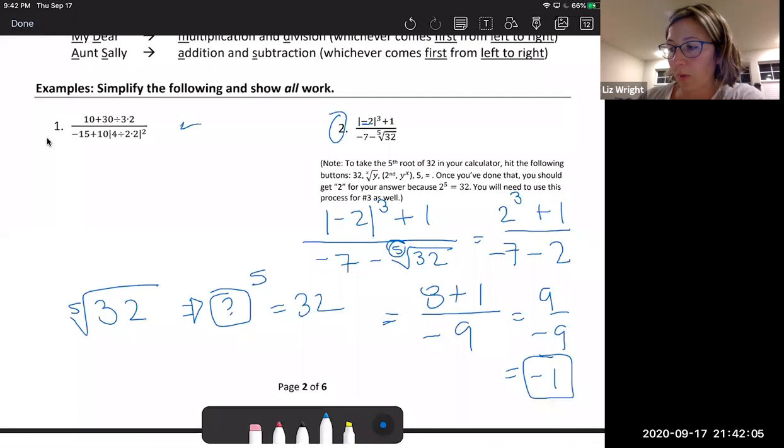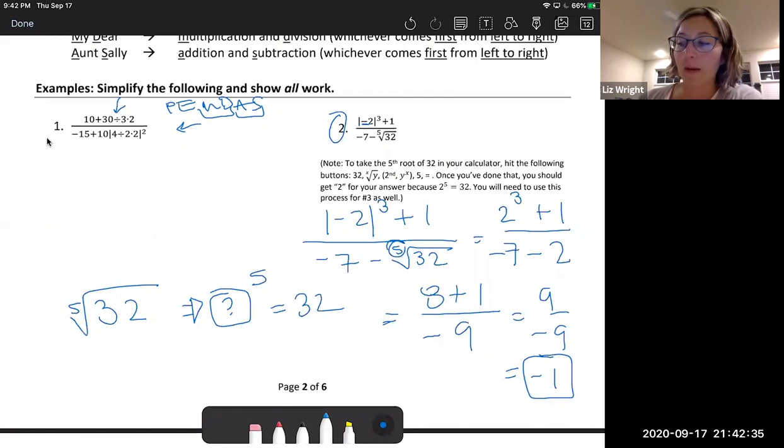On this number 1, I want you to try that one on your own. So just make sure you're following your order of operations for that one. And again, remember multiplication division from left to right. So that means even in the numerator, multiplication division from left to right, which one comes first? This division. So you want to do the division first, and then you're going to do the multiplication.